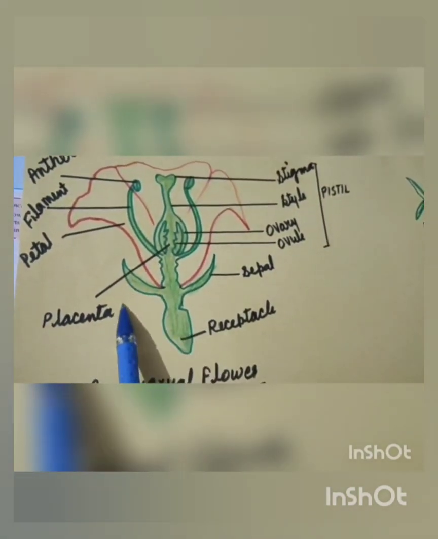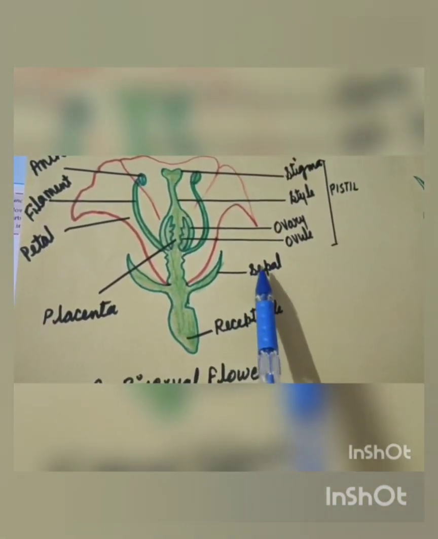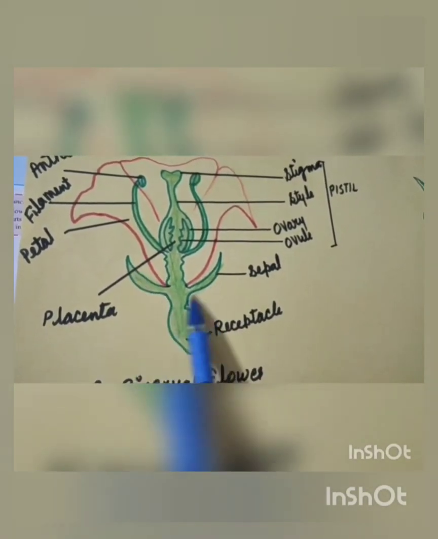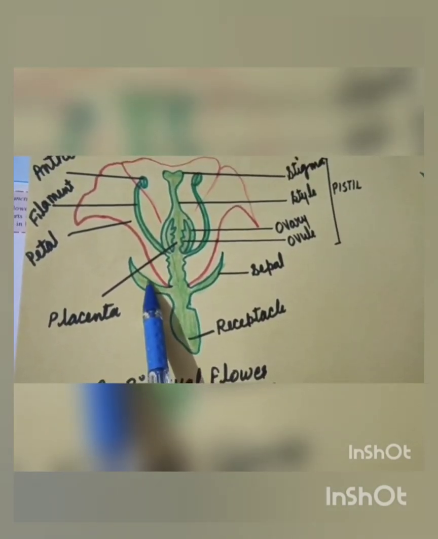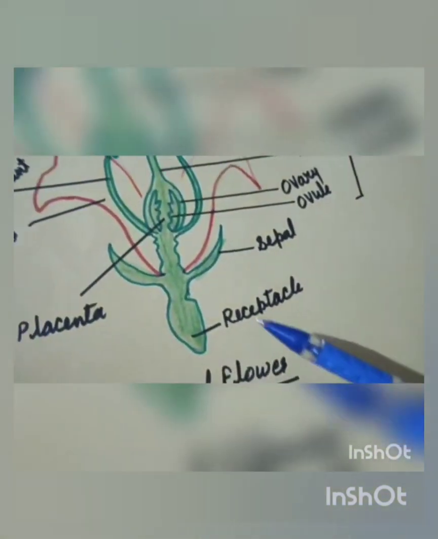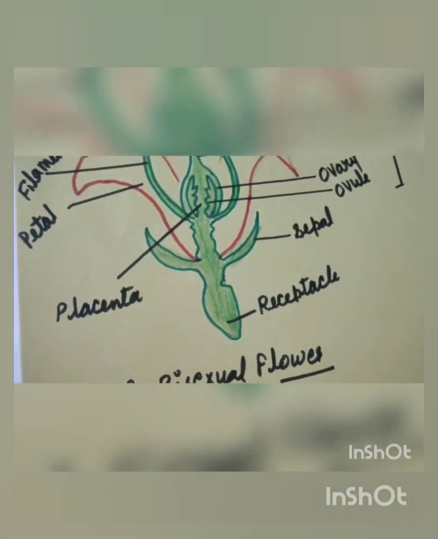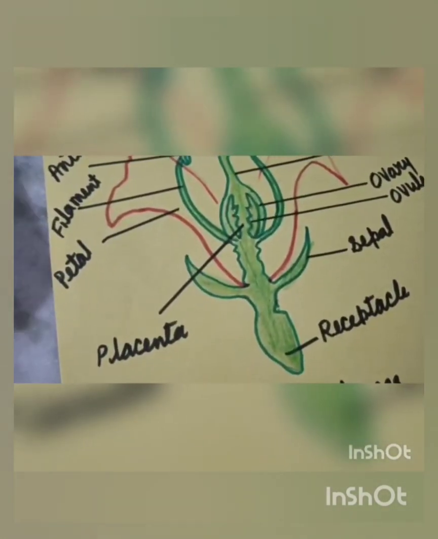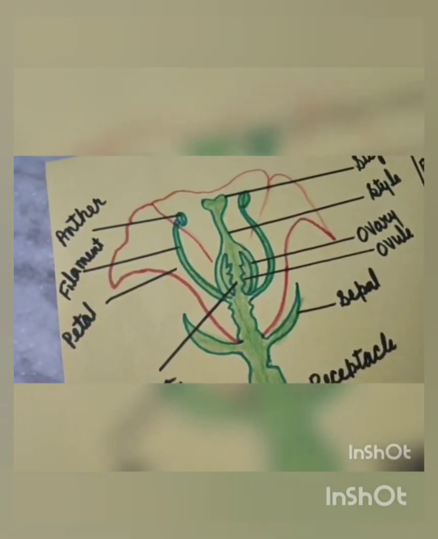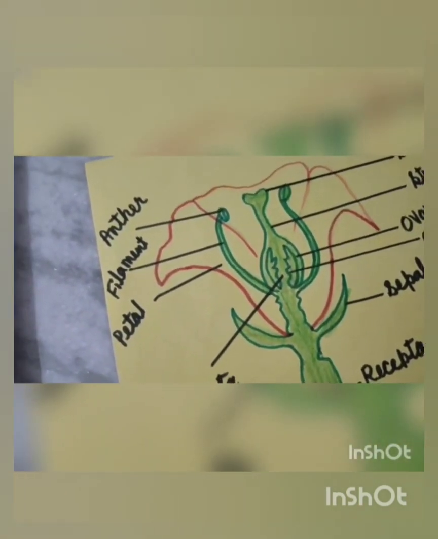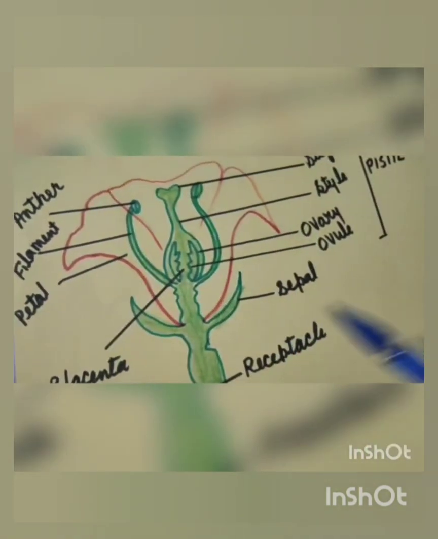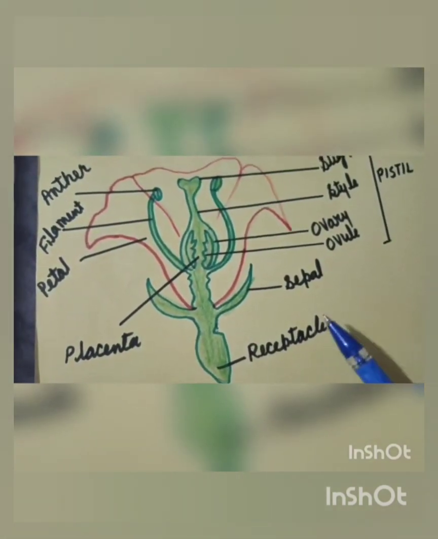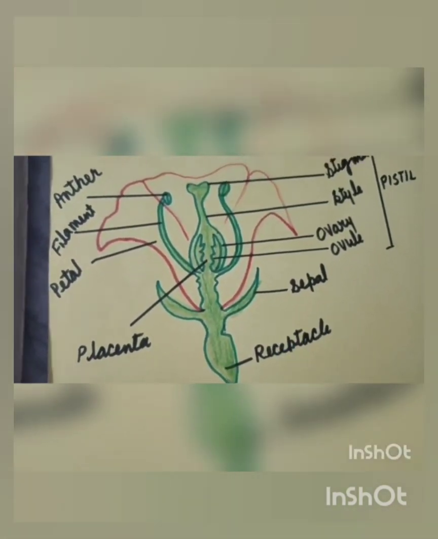First whorl. In first whorl, there are green sepals. You see green leaf-like structures. These are sepals, and collectively they are called calyx. Sepals are generally green in color, but sometimes sepals are non-green. They are brightly colored. That time they are called petaloid, as in gulmohar. In gulmohar, sepals are brightly colored, they are red in color.